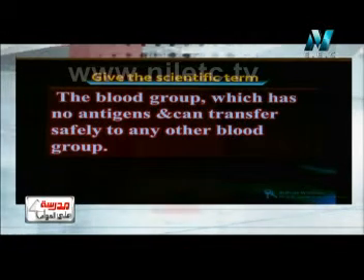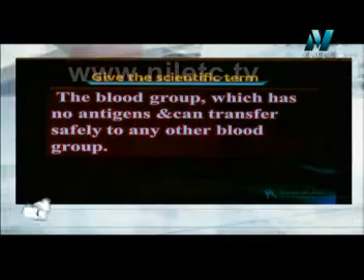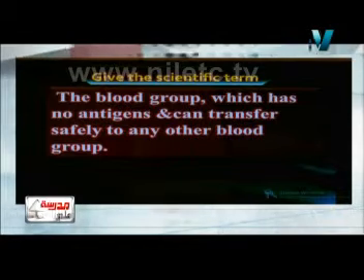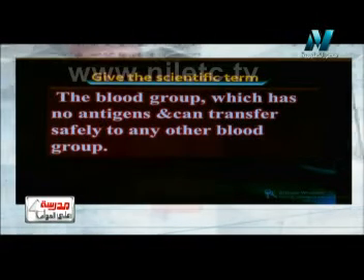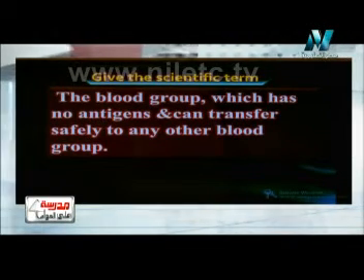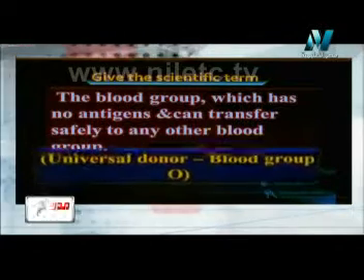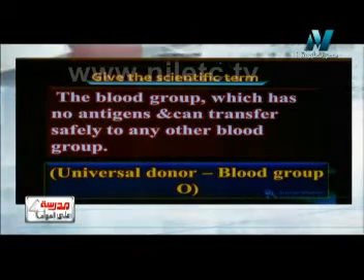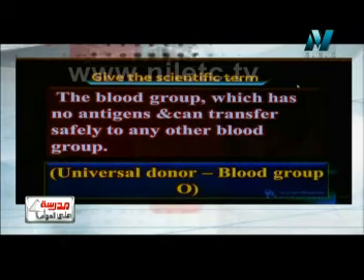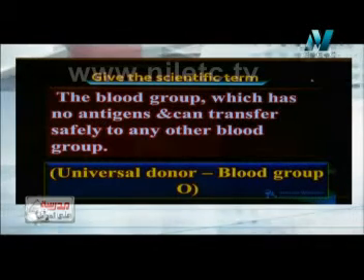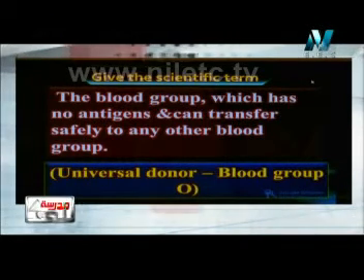The blood group which has no antigens and can transfer safely to any other blood group is the blood group O negative, because O negative acts as a universal donor. O negative has no antigens on the surface of the RBCs.